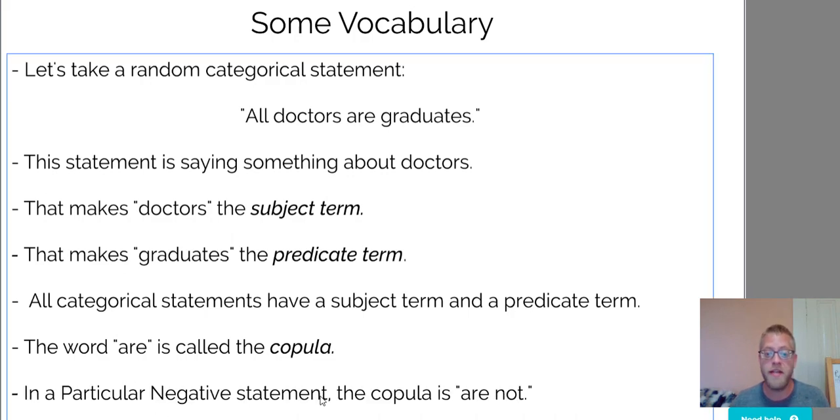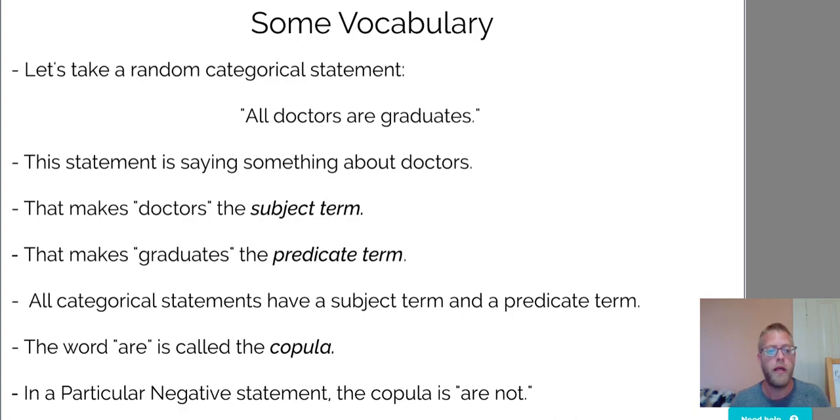In a particular negative statement, the copula is are not. Remember, particular negative statements, some S are not P. There we call are not the copula. It's still saying something about the relationship between the two classes or groups of things. Here, this might make it a little more clear.